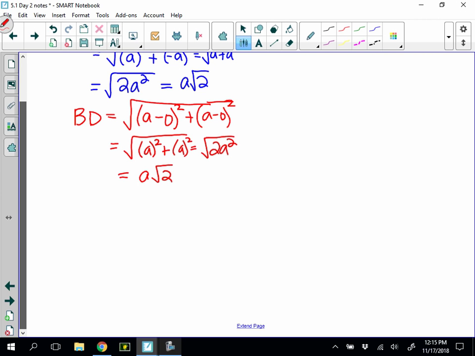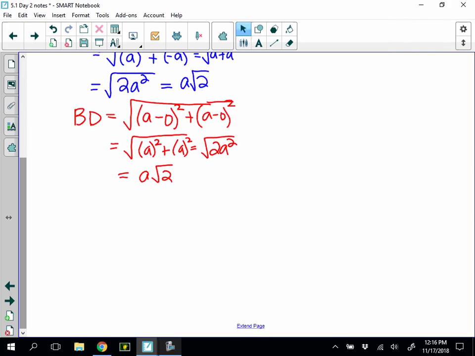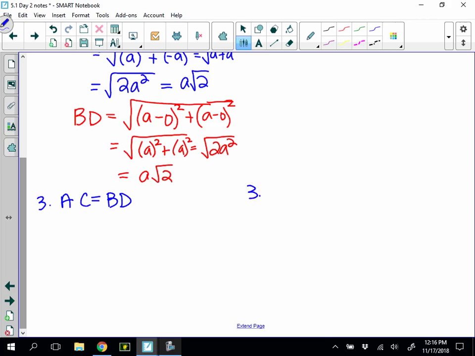So I need to get my proof to say that. Now, I'm trying to show the segments are congruent. So I need 2 more lines because I'm going to show that the lengths are equal, and then I'm going to switch over to segments. So, number 3. I've now shown that AC is equal to BD, and I have just substituted. I can substitute the length into the segment. So I did substitution.